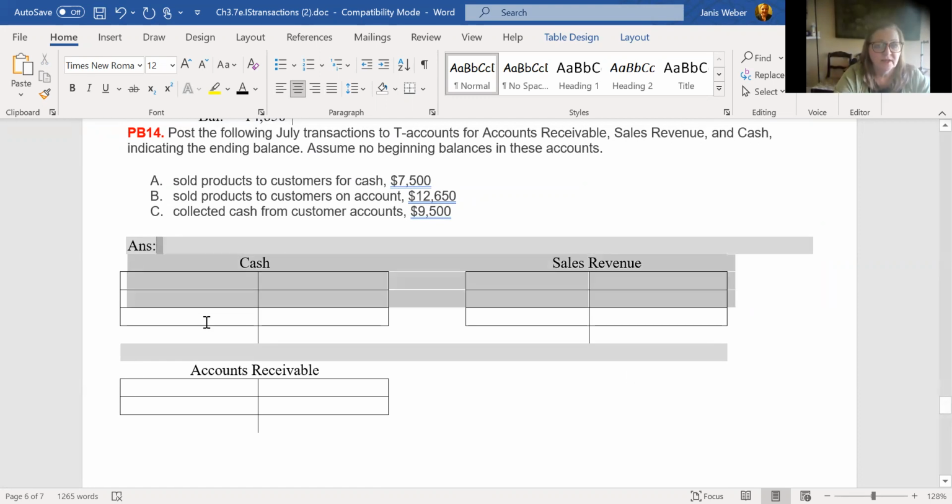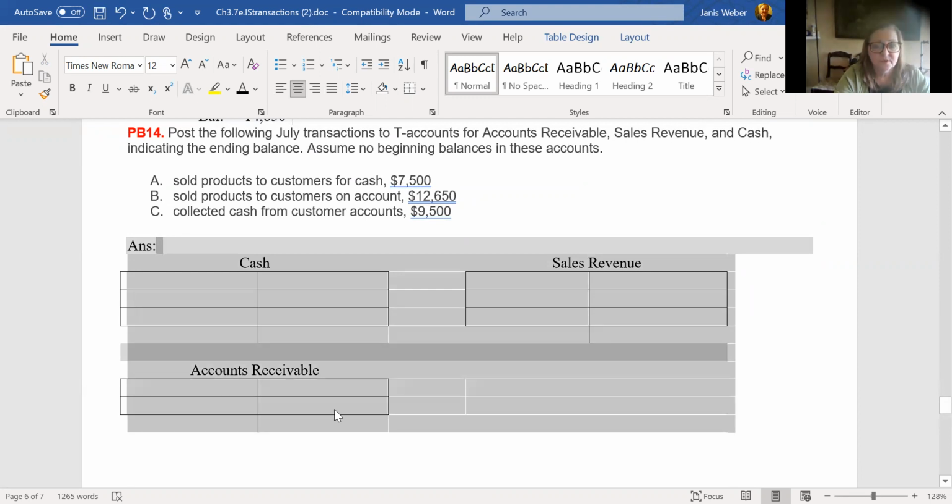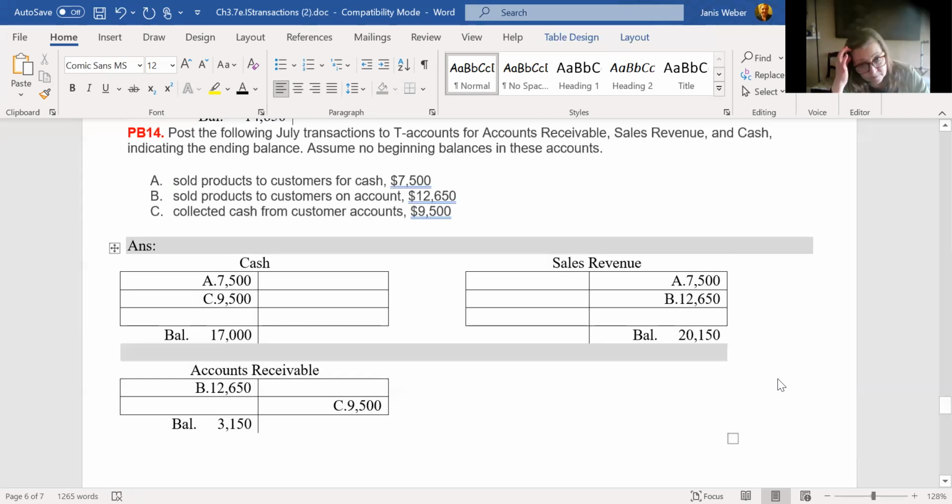And I'm going to just reveal the answers on these so we don't spend so much time wading through them. Posting A got me a debit to cash and a credit to sales revenue. Posting B got me a debit to accounts receivable and a credit to sales revenue. Posting C got me a debit to cash and a credit to accounts receivable. And then when I net each balance out, I've got cash with 2 debits, bringing me to a balance of 17,000. I've got sales revenue with 2 credits, bringing me a balance of 2150, and accounts receivable with a debit and a credit that net out to be a debit because that's the largest, and you're left with 3,150 debit.